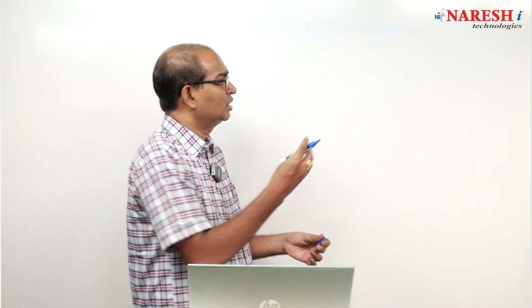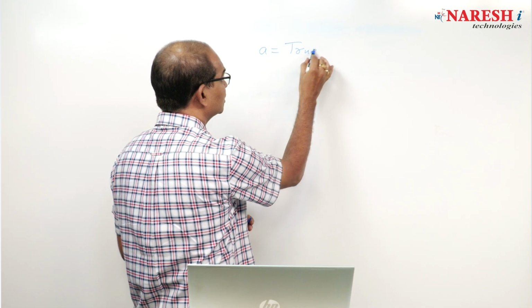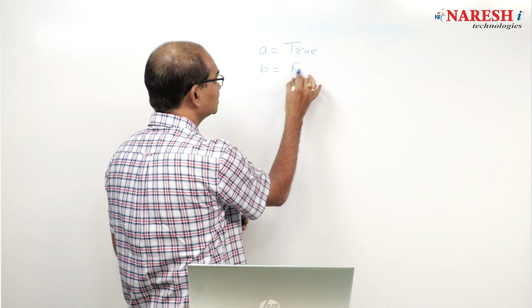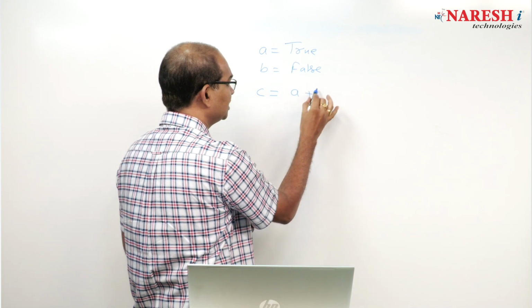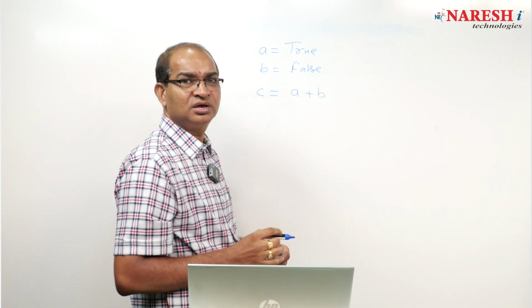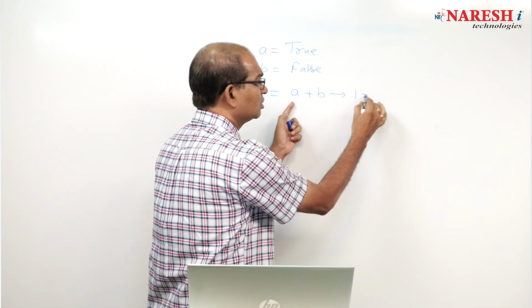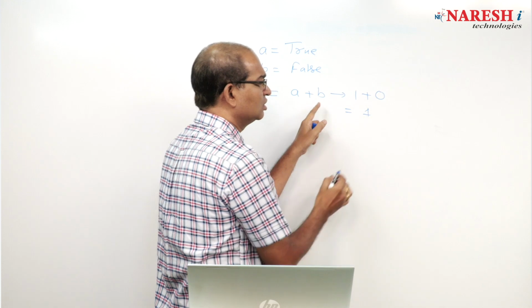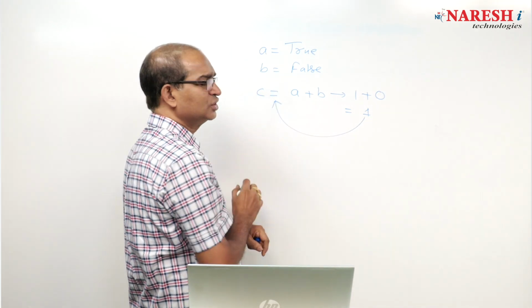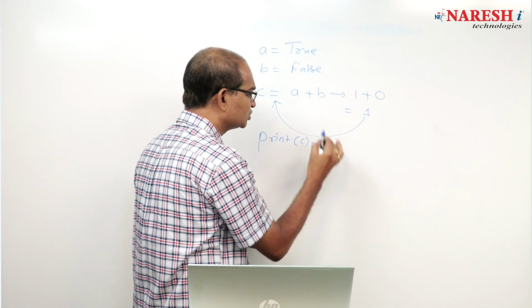If I look at that in a presentation format, A is equal to True, B is equal to False. If I write C is equal to A plus B, internally in place of A, 1 is substituted, and in place of B, 0 is substituted, which gives 1. This 1 is stored in C. If I print the value of C, it is going to be 1.